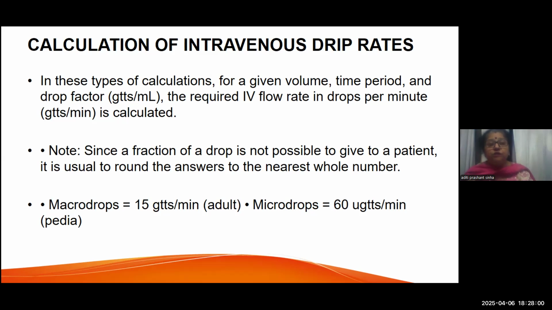Since a fraction of a drop is not possible to give to the patient, what we do is round to the nearest whole number. So the macro drip is 50 drops per minute for an adult, and micro drip is 60 drops per minute for a pediatric patient.